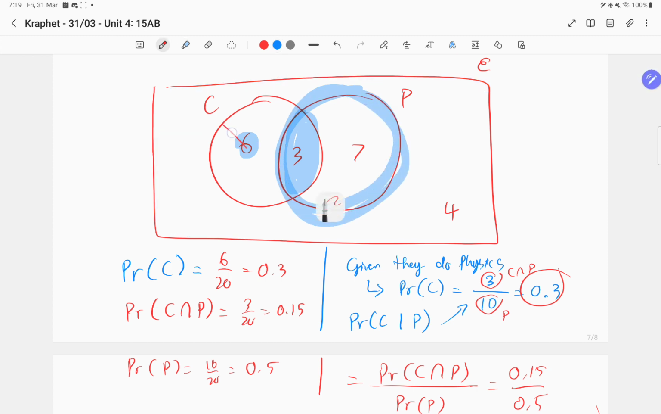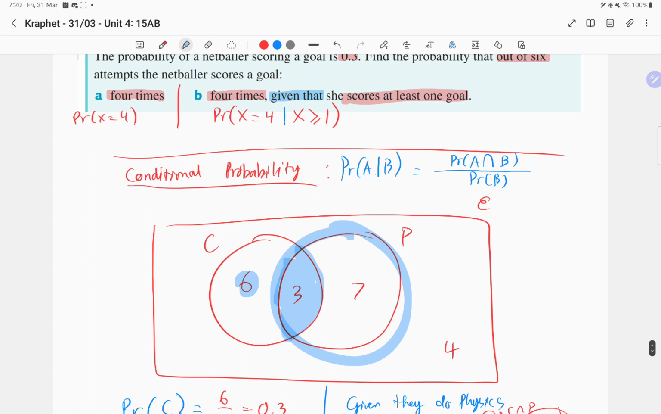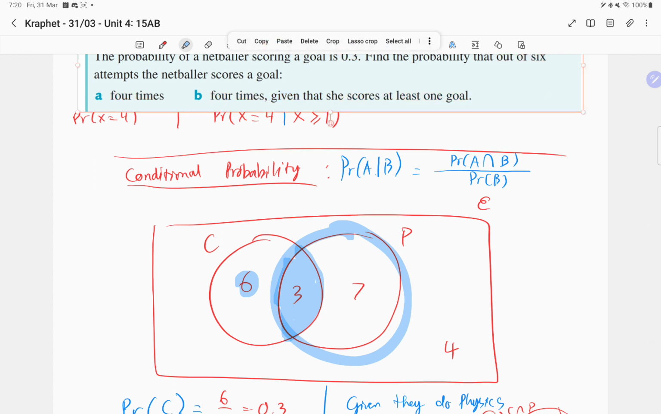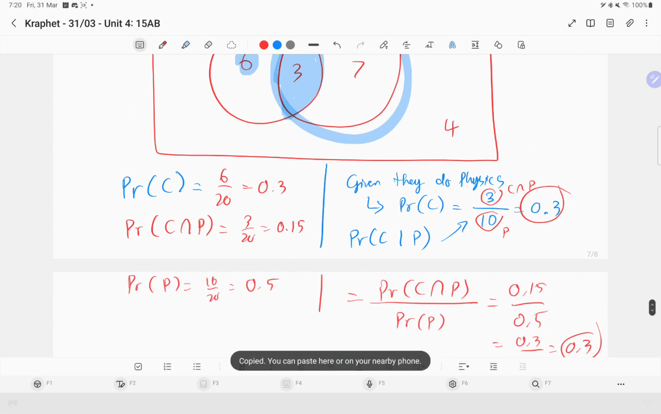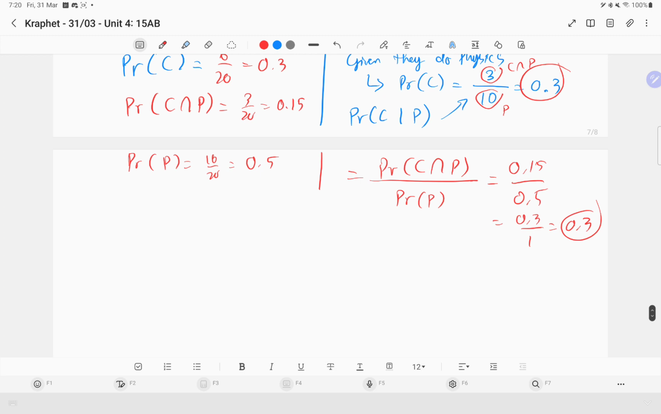That's in the main one, but these 6 people are not in the smaller sample space. So that's why it's "and", right? It's given they do physics, it's probability of chemistry and physics divided by the probability of physics only. Okay, so that's the intuition behind the conditional probability. Make sense? Yeah. Okay, all right, good. See if it will make sense if we apply it to the question here.